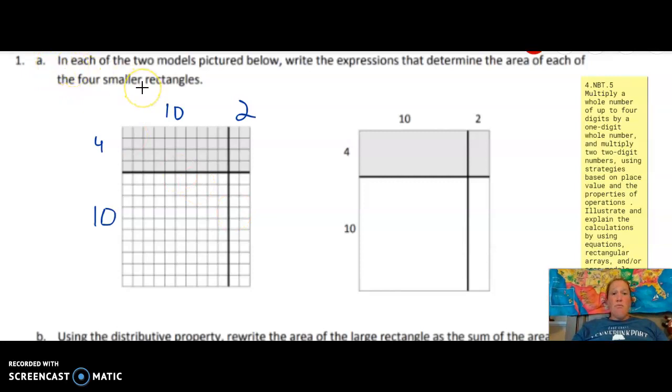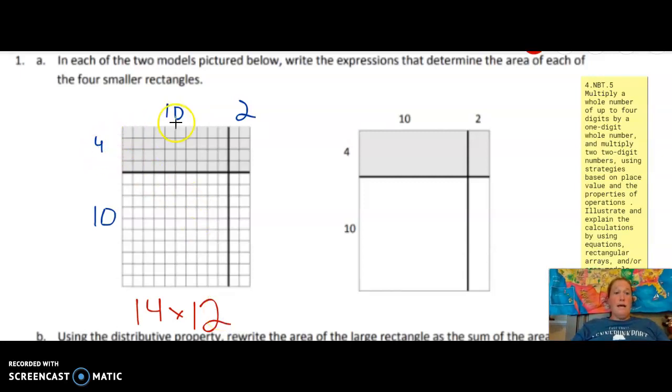In each of the two models pictured below, write the expressions that determine the area of each of the 4 smaller rectangles. Basically what we can see, and I already labeled it for us, is there's 4 here, 10 here, 10 here, and 2 here. So if we look at our equation, a 10 and a 4 is 14, times a 10 and a 2 is 12, 14 times 12. They want the expressions for each area.